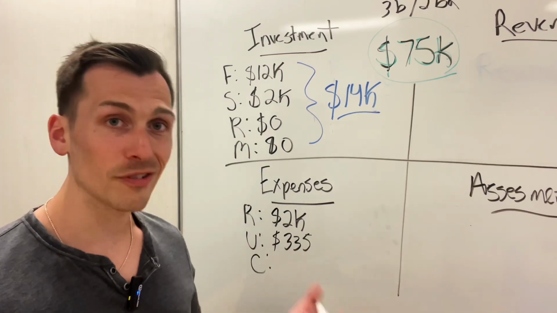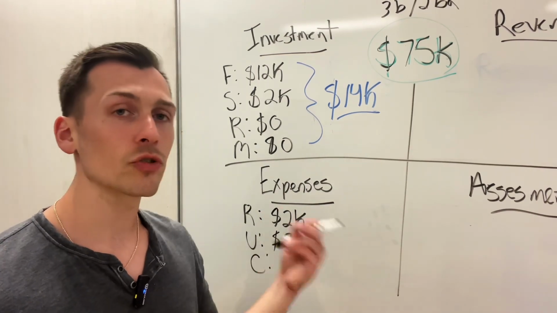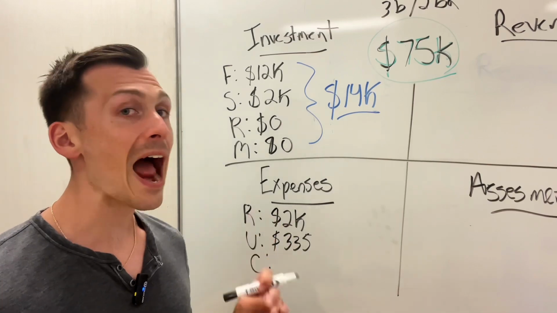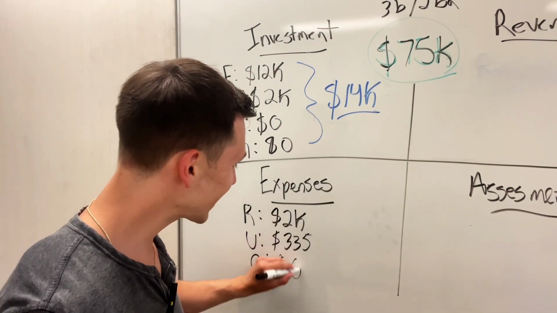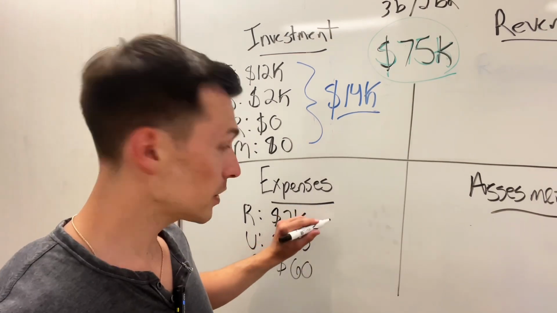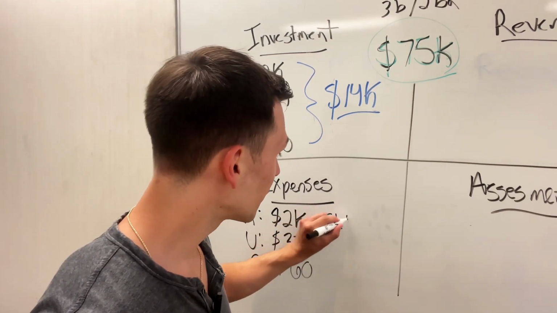Good news is these are not typically very expensive, but you still want to make sure that you budget for them to predict the absolute profitability. So for this, we're going to estimate that we're spending about $60 per month.